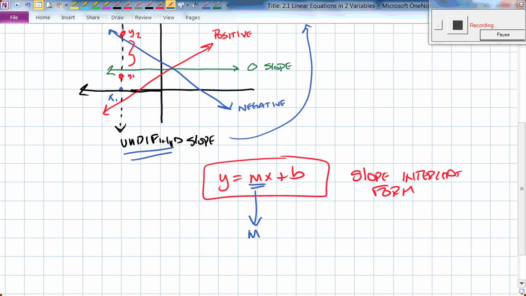Yes, it's right here. The m part represents the slope. That's the part that we want for slope. What does this b part represent? Y-intercept. Very good. The y-intercept. So that's why they call it slope-intercept form, because they give you a slope and then they give you an intercept.